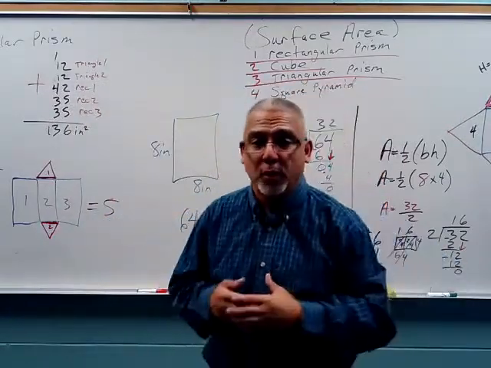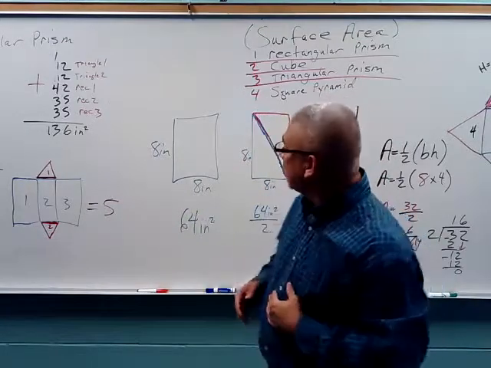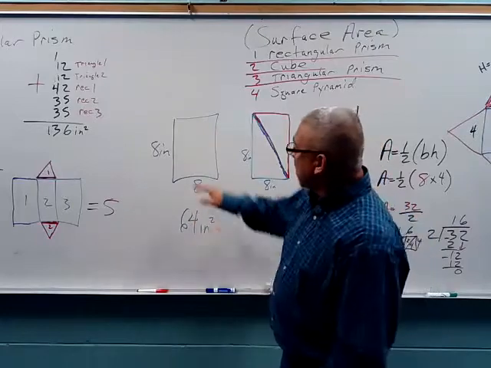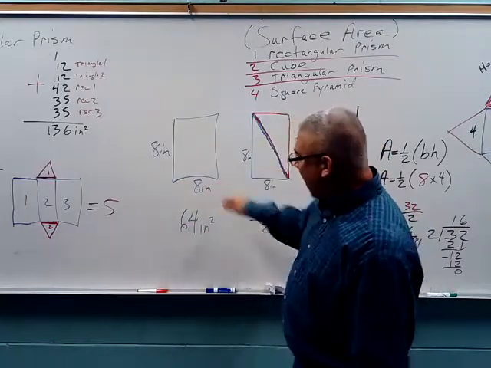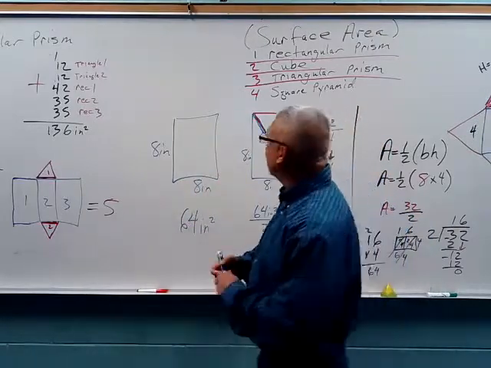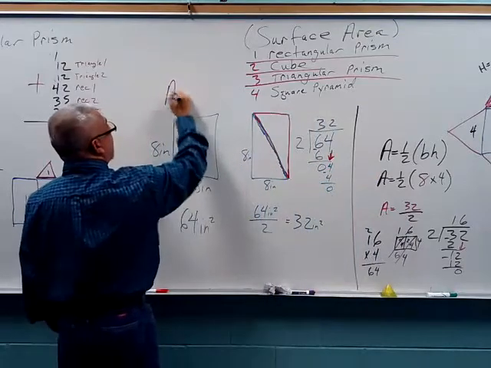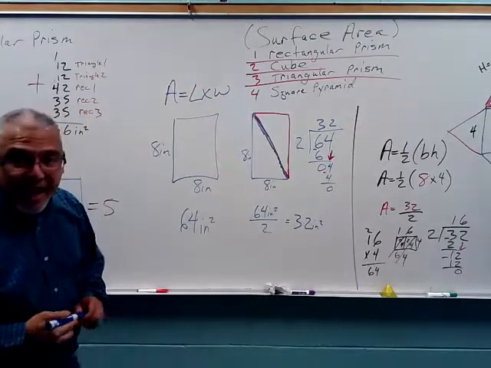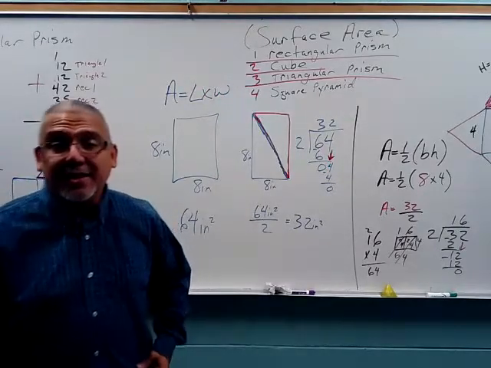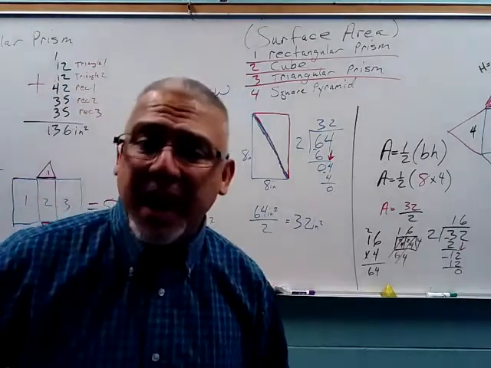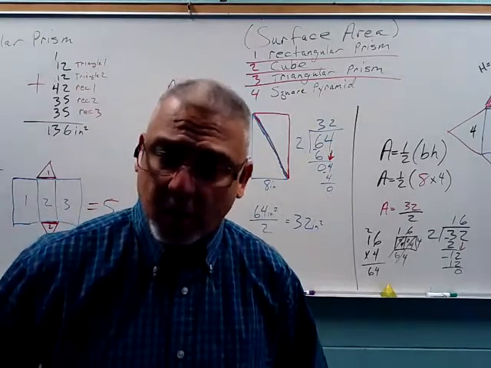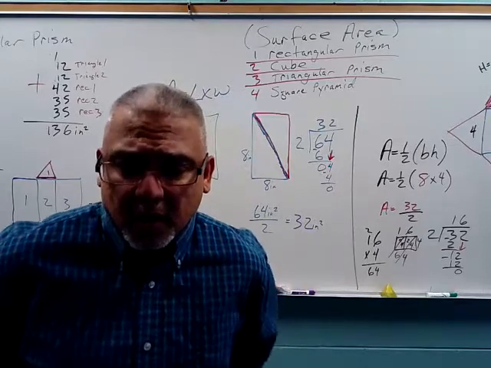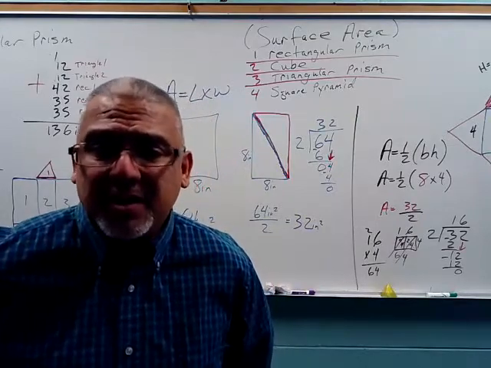Okay, so what we're looking at is this. Here I have a regular rectangle, 8 inches, 8 inches, and when we look at this, we say that area is length times width. So in this case, you're looking at 8 times 8, and 8 times 8 is 64, okay? And we're not doing anything to it because we're done.